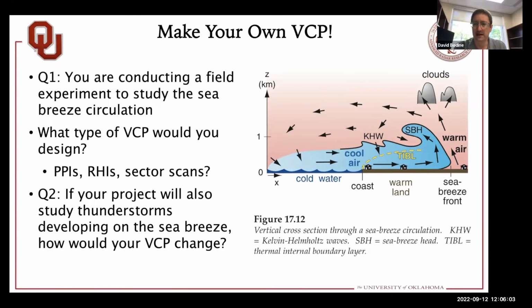All right, so now I'm going to give you a chance to think a little bit about what types of volume scans you would do for a sea breeze experiment. Here, first consider if you're just targeting the sea breeze, would you prefer PPI scans, RHI scans, sector scans? And then if your project was also going to add on studying the thunderstorm, how would you design your VCP and how would that change from just looking at the sea breeze?